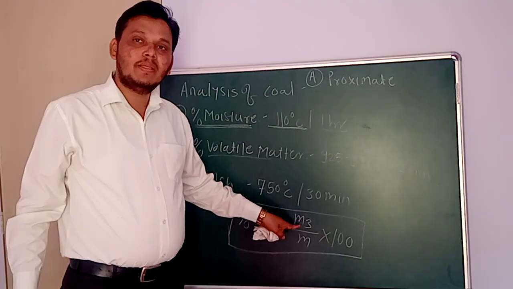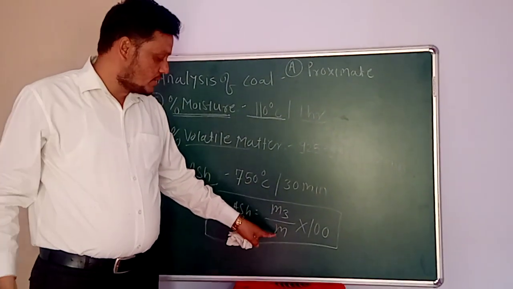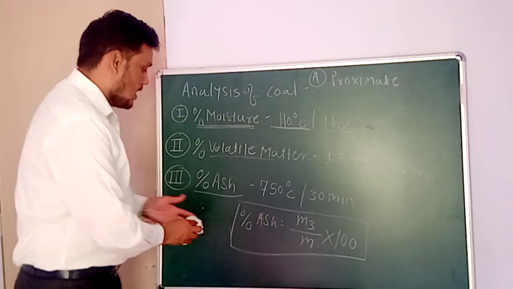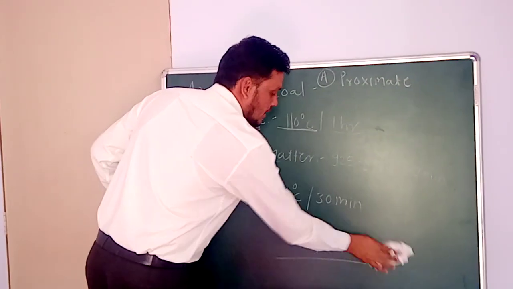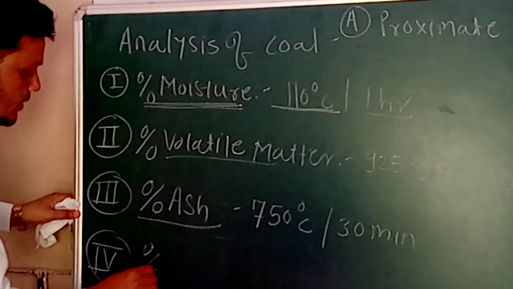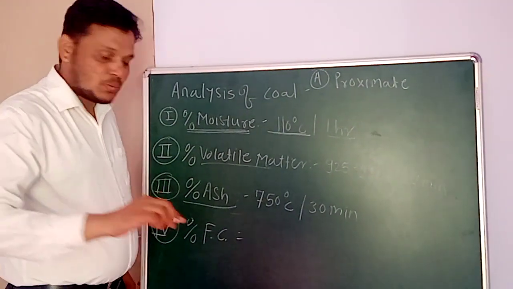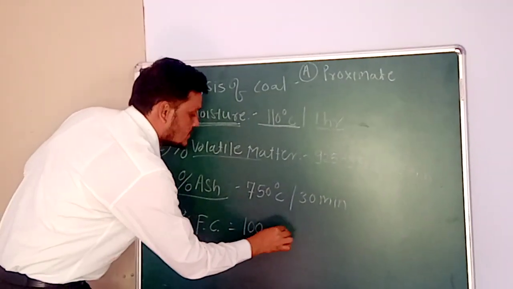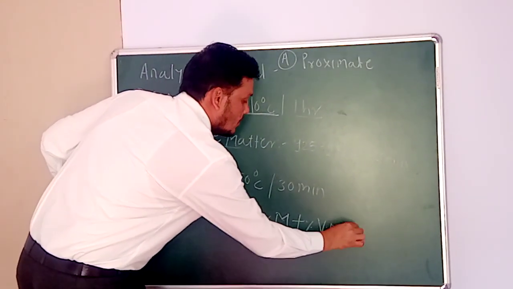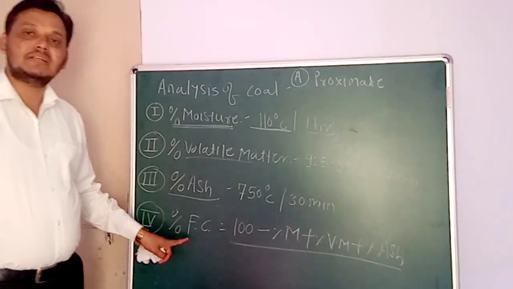M3 is the weight of residue left, or weight of ash, divided by weight of coal into 100, and we get the percentage of ash. And the last parameter determined in the proximate analysis is percentage of fixed carbon, denoted by FC. It can be determined by subtracting the sum of percentage of moisture, percentage of volatile matter and percentage of ash from 100.